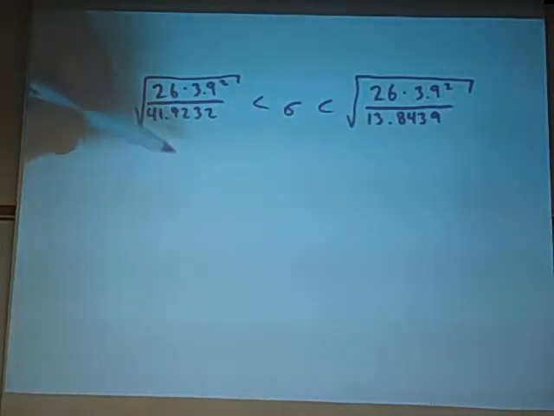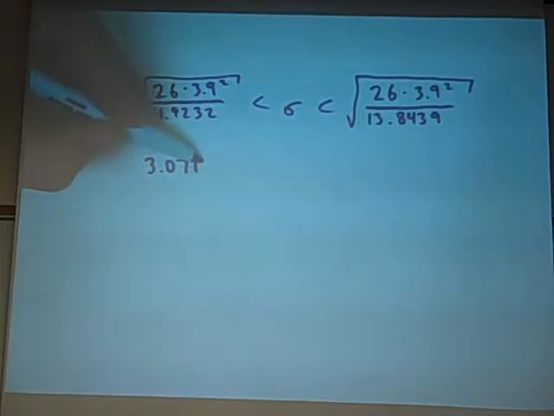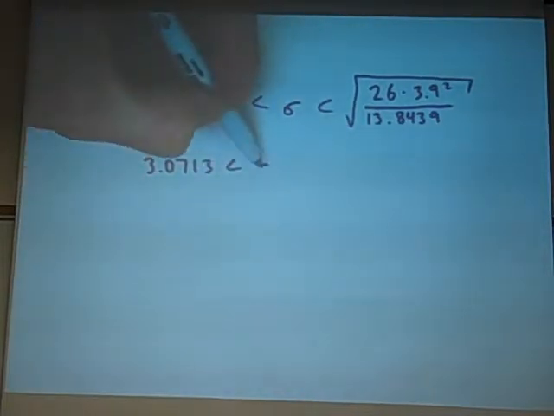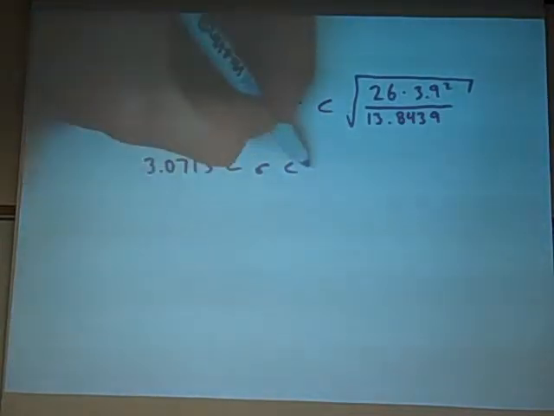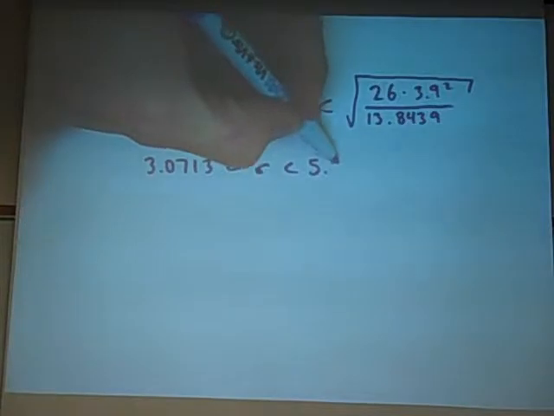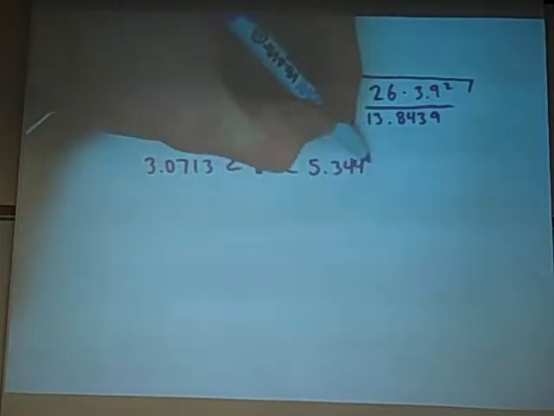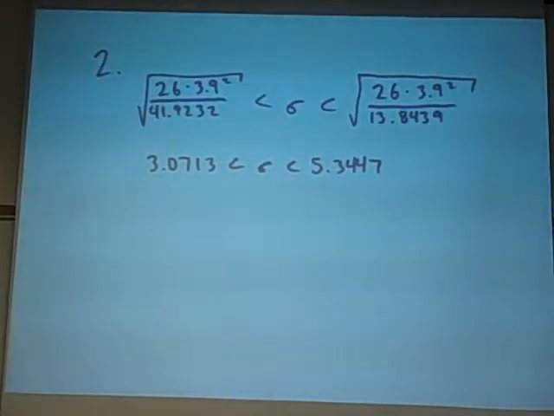So the leftmost one, I get 3.0713. And then the rightmost one, I get 5.3447. Was everybody able to get those in their calculator that had a calculator with them?